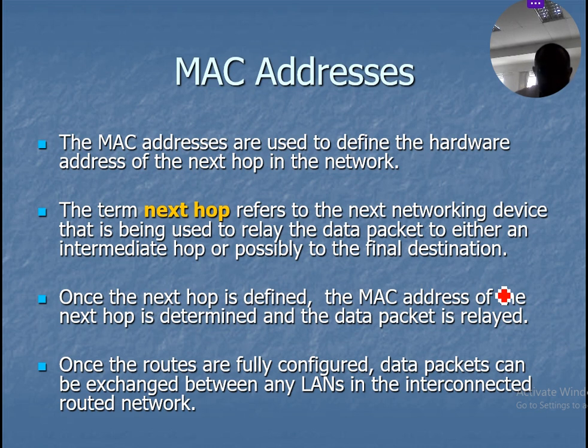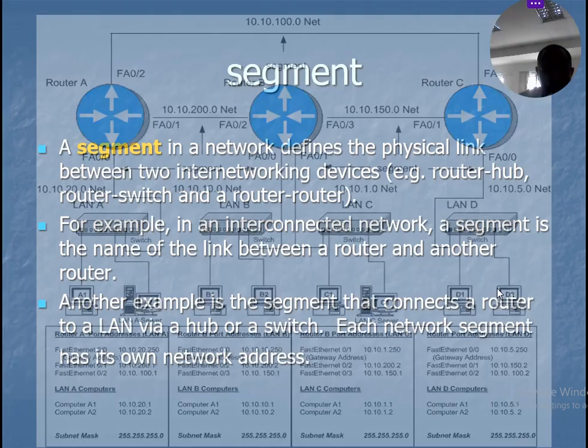Okay, once this is done, once you have established the next hop, the MAC address of the next hop is determined and the data packet is relayed, that is forwarded, to where it's supposed to go. Once the routes are fully configured, the data packets can be exchanged between any LANs in the interconnected routed network. Okay, so let's move on quickly.